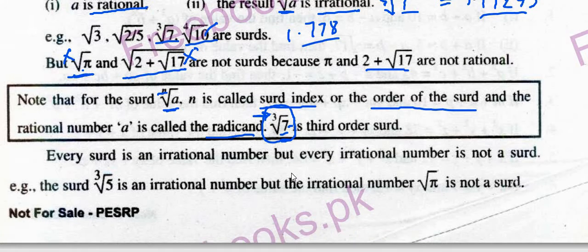Every surd is an irrational number, but every irrational number is not a surd. Focus on that point. Every surd is an irrational number. Yes, it is true according to the definition, the result is an irrational number. But an irrational number is not always a surd. Pi is an irrational number, but it is not a surd.